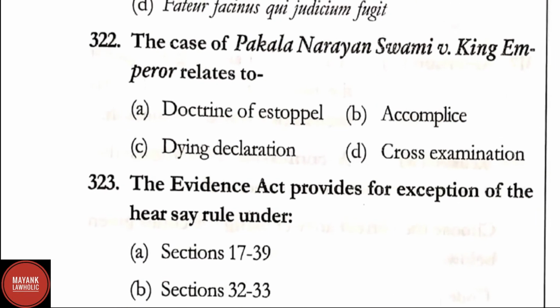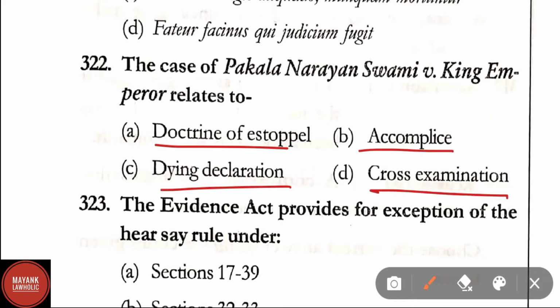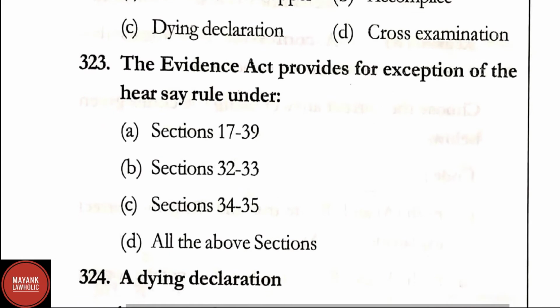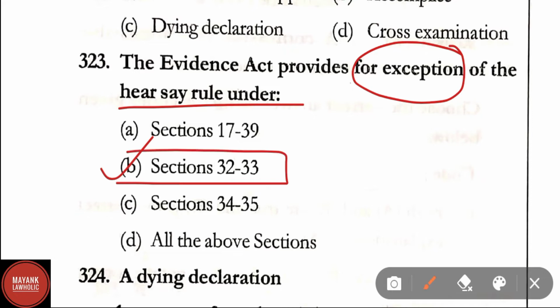Question number 322. The case of Pakala Narayana Swami versus King Emperor relates to doctrine of estoppel, accomplice, dying declaration, cross-examination. Correct answer here is option C, that is dying declaration. The case of Pakala Narayana Swami versus King Emperor relates to dying declaration. Question number 323. The Evidence Act provides for the exception of the hearsay rule under section 17 to 39, section 32 to 33, section 34 to 35 and all of the above sections. Here correct answer is option B, that is section 32 to section 33.